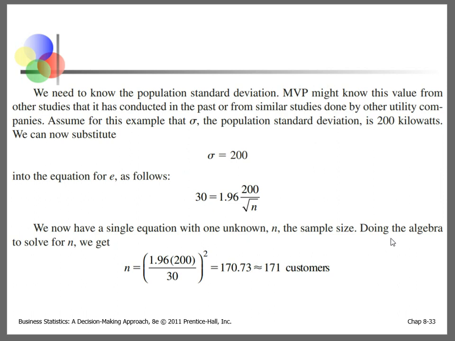Doing the algebra to solve for n, we get n equals 171 customers. Thus, to meet the requirements of the Utility Commission, a sample of 171 customers should be selected. If MVP feels that the cost of sampling 171 customers will be too high, it might appeal to the Commission to allow for a higher margin of error or a lower confidence level.